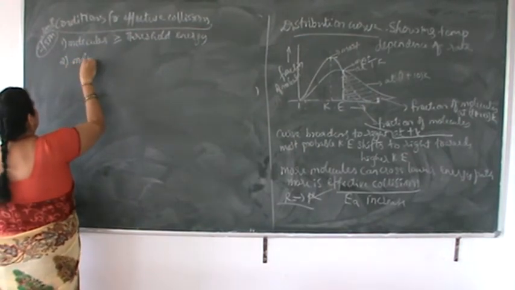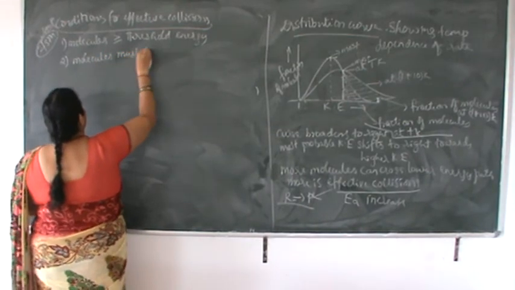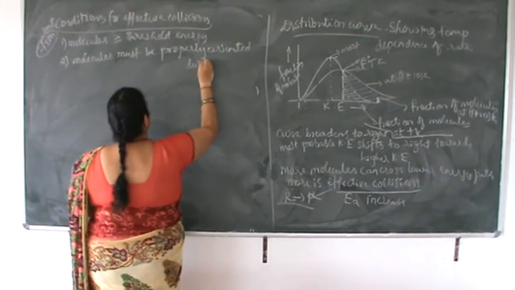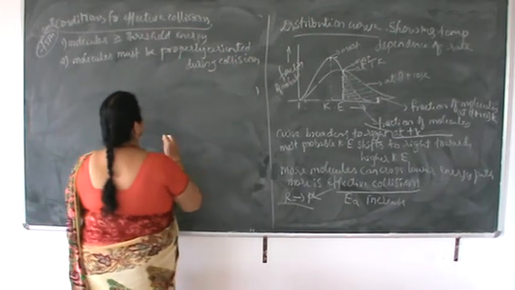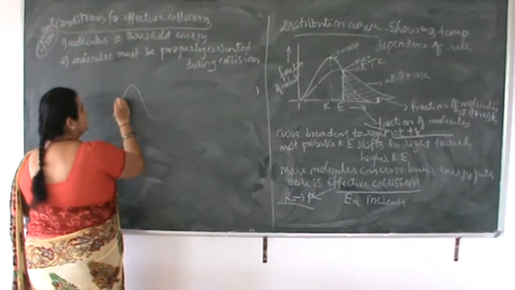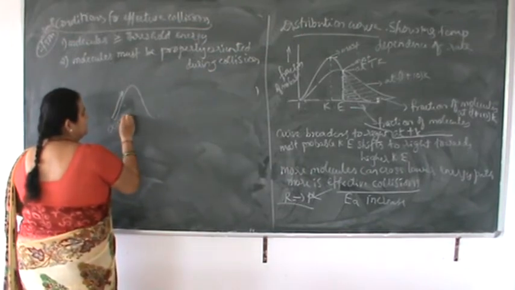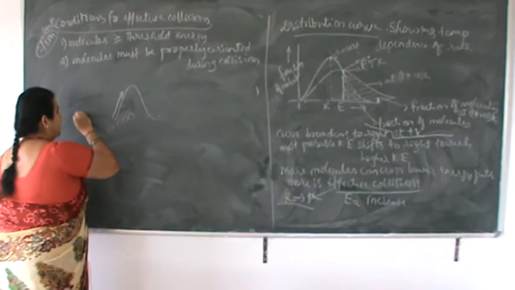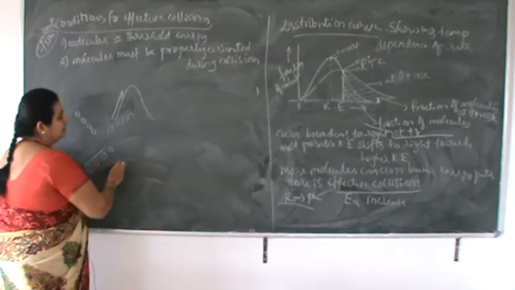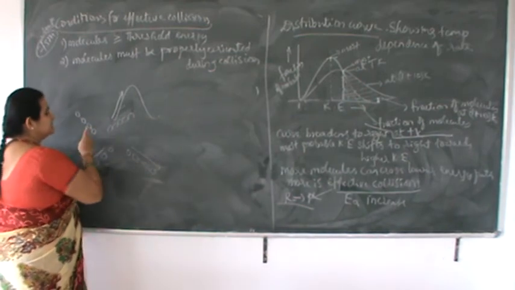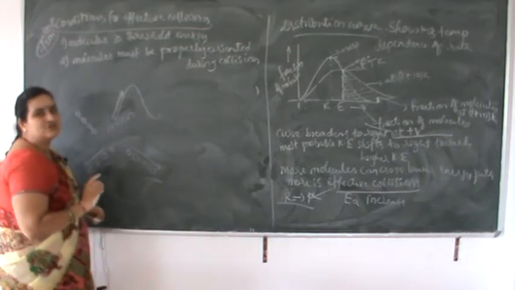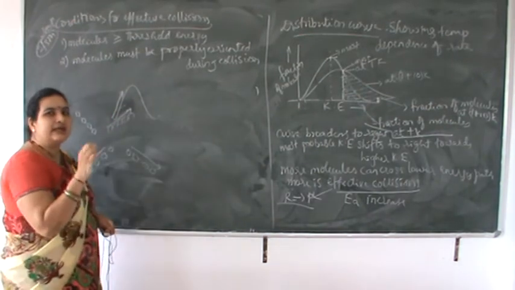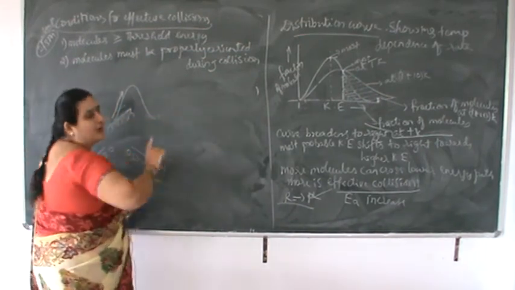Second, the molecules must be properly oriented at the time of collision. During collision, proper orientation and interaction matter. If the reactant goes in this direction, it will be all right for the reaction. If the reaction moves in another path, it will not work. So there must be proper orientation of the reactant molecules.